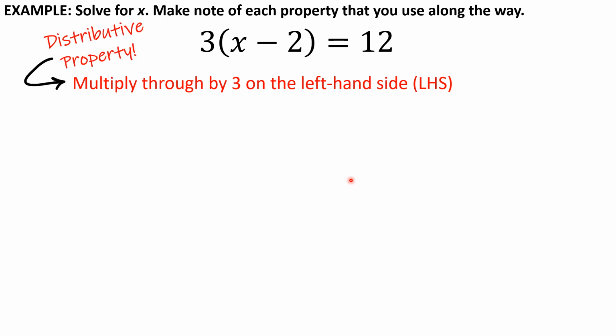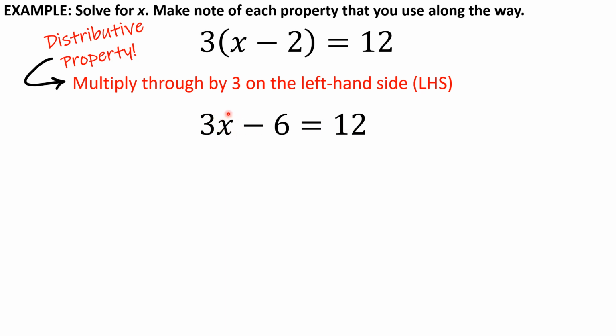Now, we didn't mention this one, but that is called the distributive property, and hopefully that is something that you're familiar with. You probably heard about that in your algebra class. The distributive property tells us that we can multiply through by 3 on the left-hand side, and that gives us 3x minus 6 equals 12. We just did 3 times x is 3x, 3 times negative 2 is negative 6.